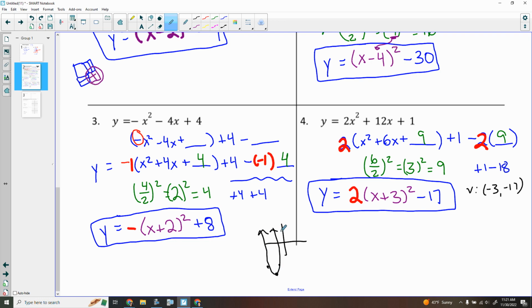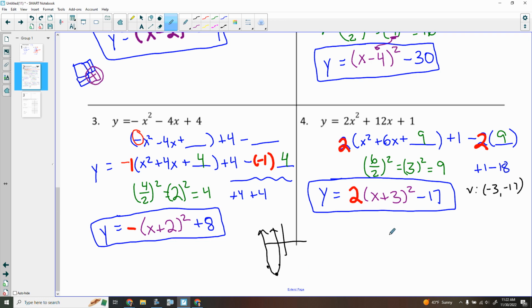So it's much easier to graph with vertex form than it is to go through all the properties in standard form, because that's finding the axis of symmetry, calculating the vertex, where's your y-intercept, what are your x-intercepts, and then trying to graph off of that. So much easier to graph in vertex form.